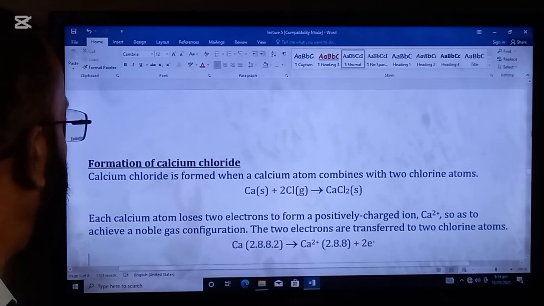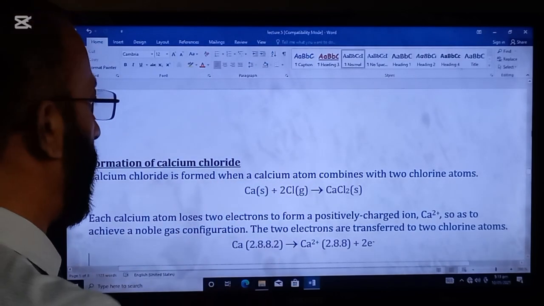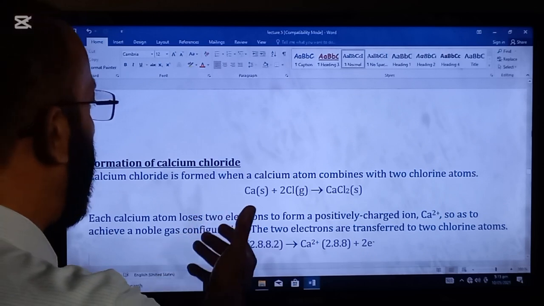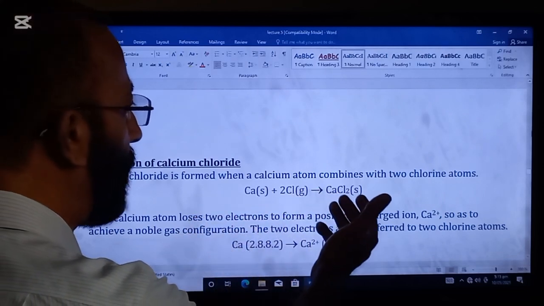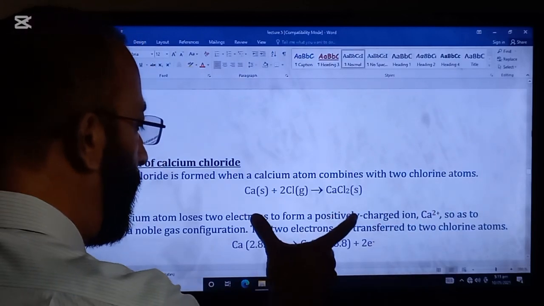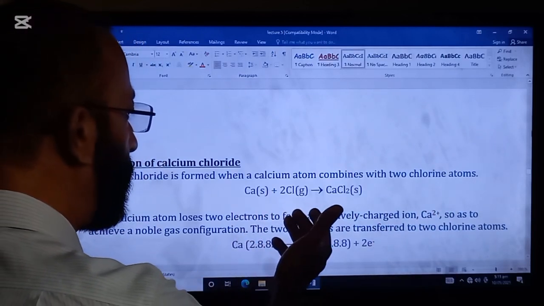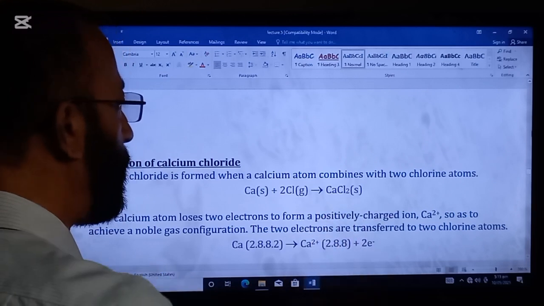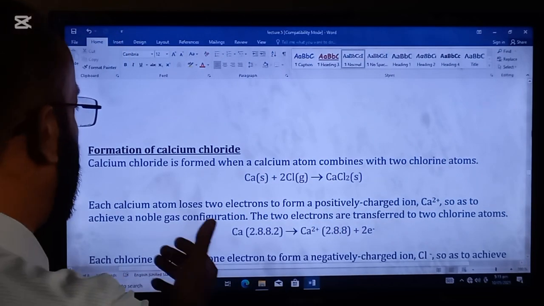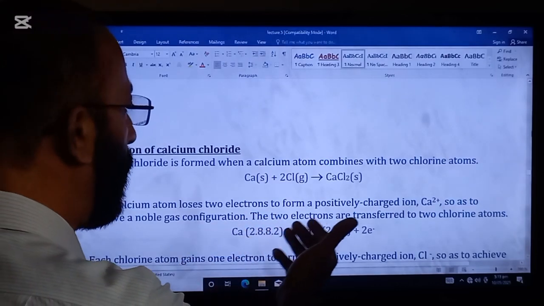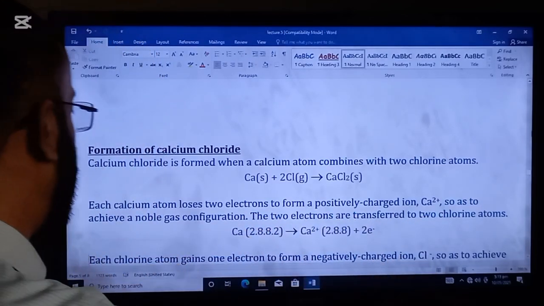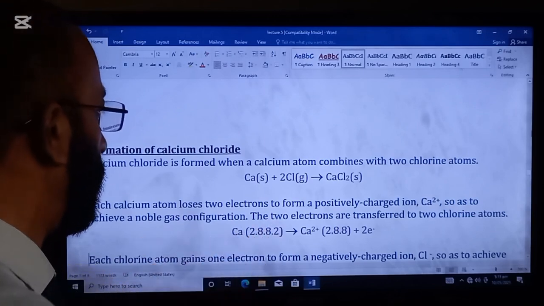Another example is here: formation of calcium chloride. Calcium chloride is formed when a calcium atom combines with two chlorine atoms. Here is the equation: Ca plus 2Cl forms CaCl2. Each calcium atom loses 2 electrons to form a positively charged ion, that is Ca2+, so as to achieve a noble gas configuration.